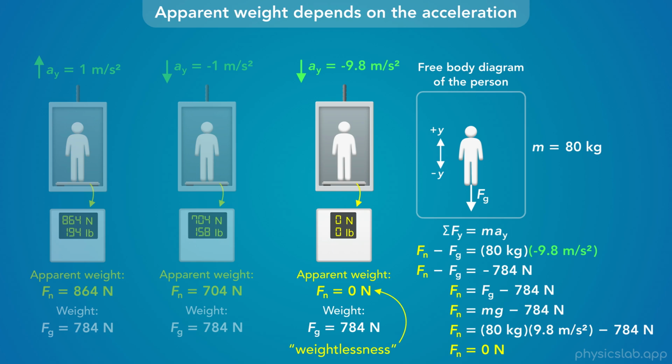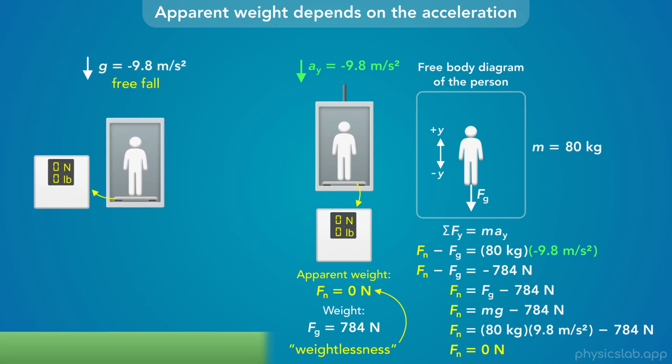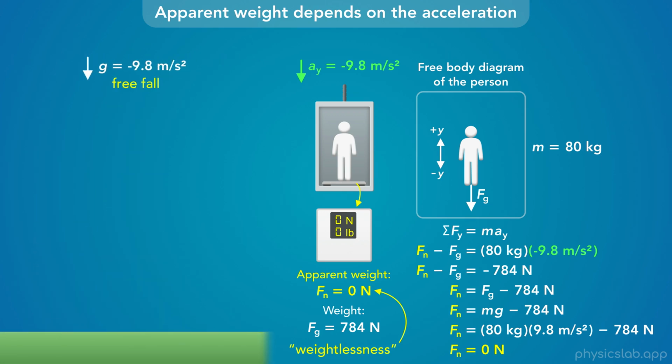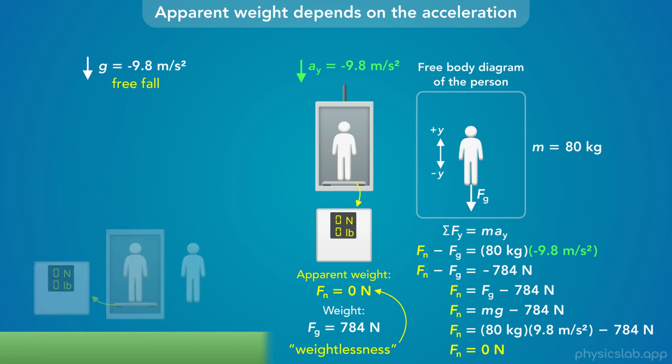This might seem weird at first, but we know that 9.8 meters per second squared is the acceleration due to gravity. So if the elevator and the person are both accelerating downwards at that rate, then they're just falling. Or we could say they're in free fall. This would be like dropping the elevator at some height above the ground. And the person's motion would be the same even without the elevator.